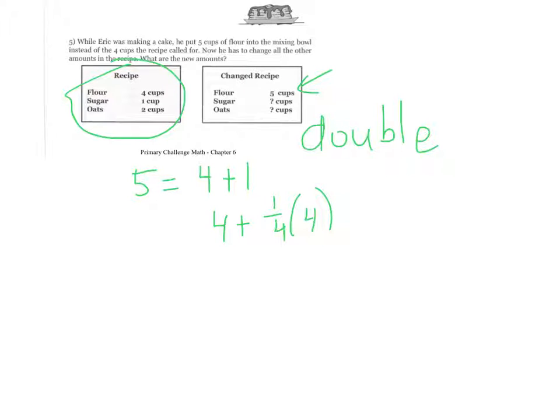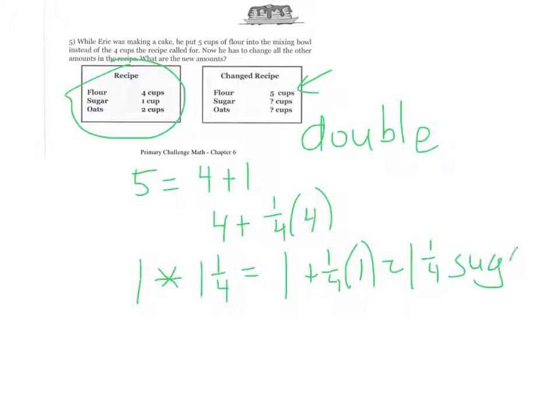Okay, so we want to do 1 cup of sugar times 1 1/4, so a 4th more. So we say, okay, that's not bad, right? We take the cup of sugar plus a 4th of the cup of sugar, and that's just 1 1/4. So we'll do 1 1/4 cups of sugar.